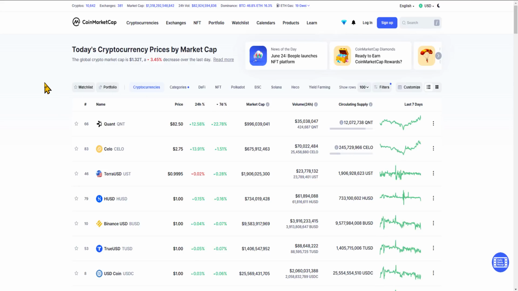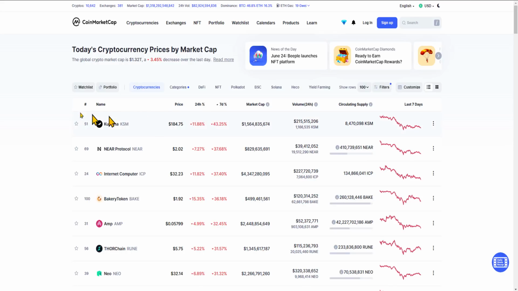Let's go the other way. Top 7-day percentage gainers: Quant, Celo, stablecoins. Let's go the other way. Greatest losses: Kusama, Near, Internet Computer, Bake, Amp, Rune, and Neo. Always keep your eye on these little fingerprint type graphs to see if things are crossing above support or resistance. It's very, very helpful.